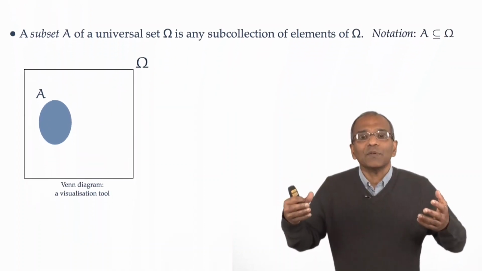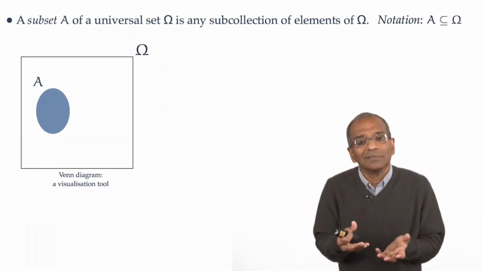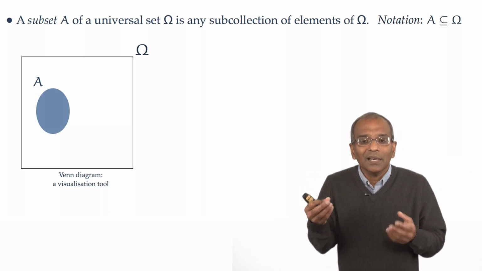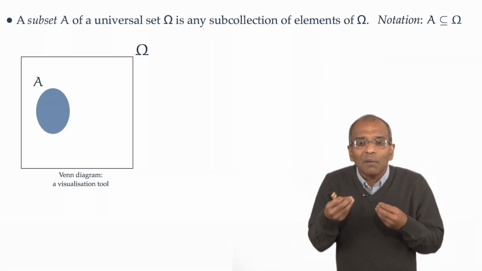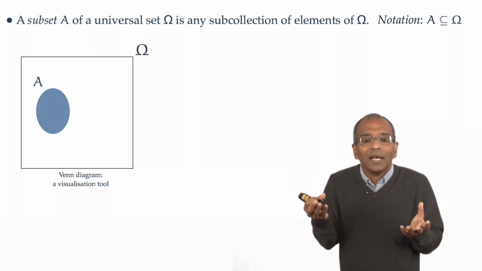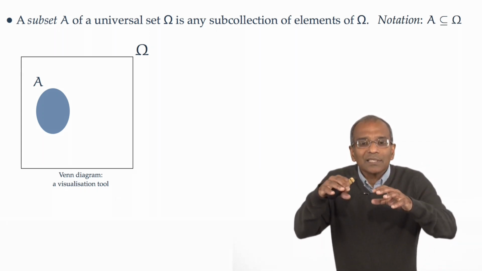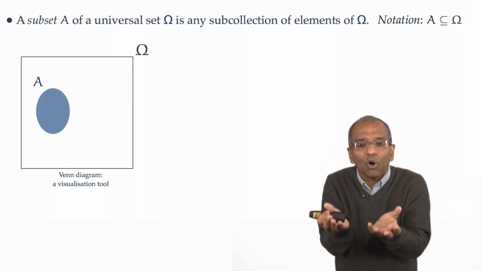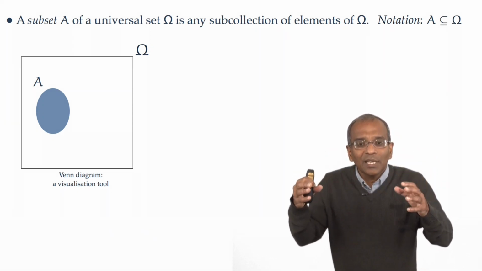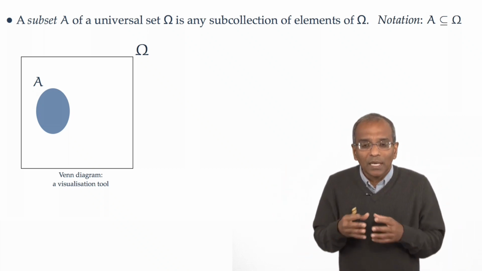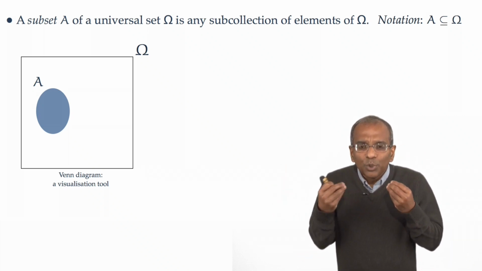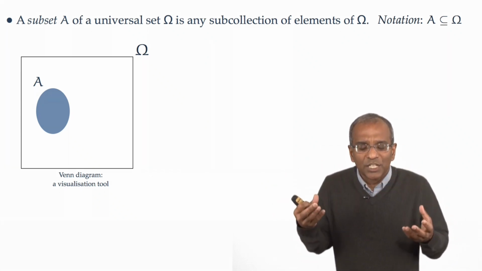I've represented the universal set by a rectangle, that's omega. You should think of the elements of omega as points in that set somewhere, and a subset shown naturally as a blob inside this collection. It connotes a sub-collection of the elements of omega. You should bear in mind that this is purely for visual representation.